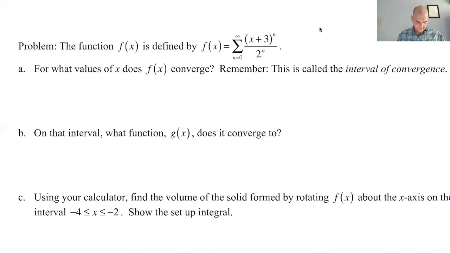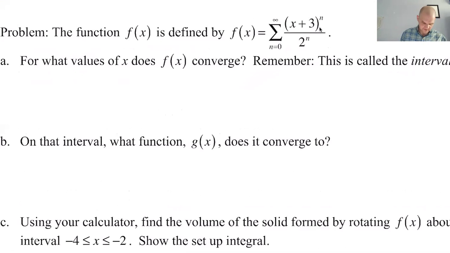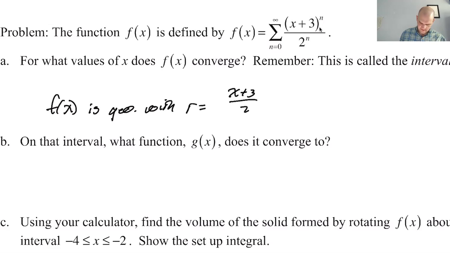So the function f of x is defined by this summation, which is a very normal thing to do. It doesn't feel normal at first, but it's actually a normal thing to do. And this looks geometric to me, so I'm going to say f of x is geometric with r equal to whatever's being raised to the n, so this, right?